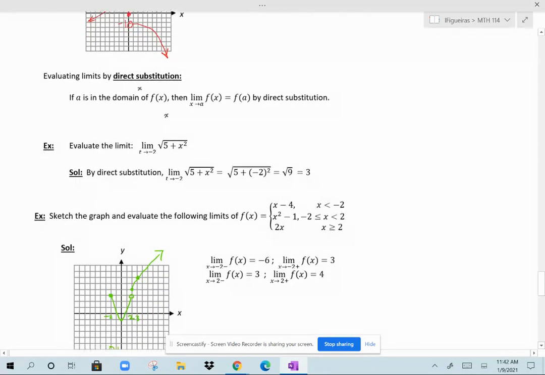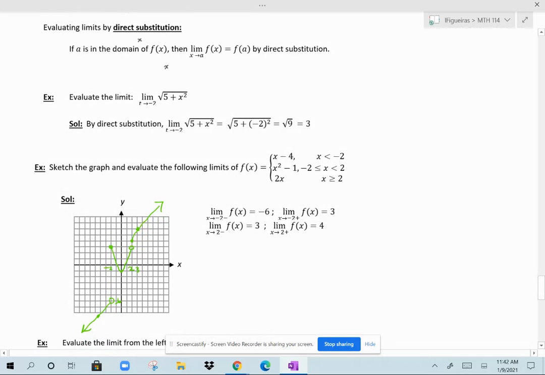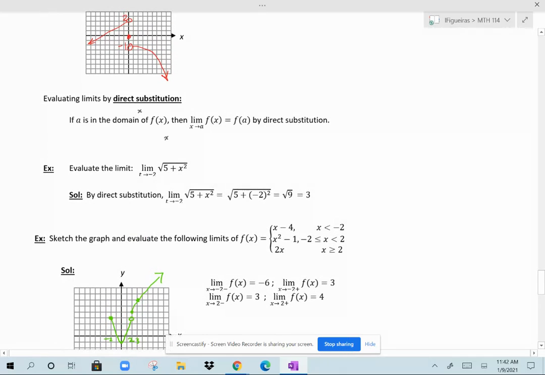The easiest and most direct way to evaluate a function is by direct substitution. Here's an example. If a is in the domain of f of x, then the limit as x approaches a of f of x is just equal to f of a. So if a is in the domain, you don't have to sketch the graph or use numerical values with all those decimals that we did in part 1. We can just plug in the a for the x and get the value of the limit, because the limit value and the function value will be the same.